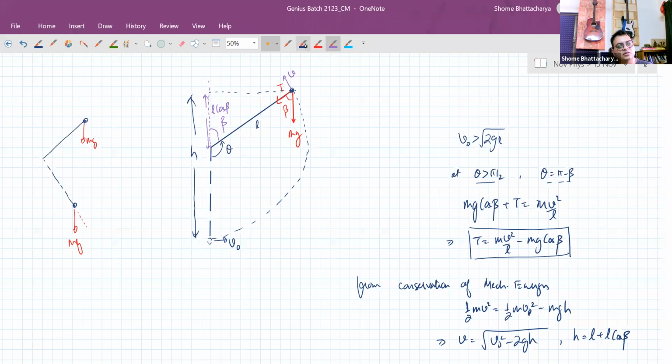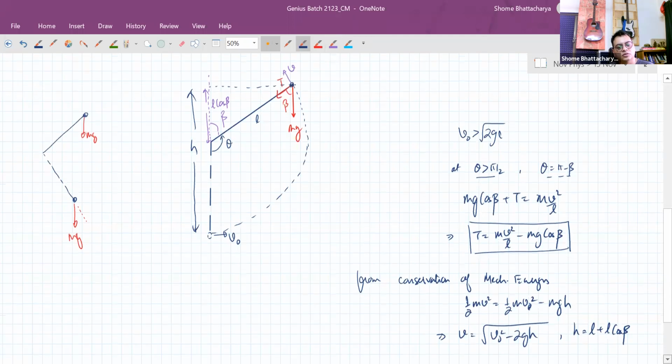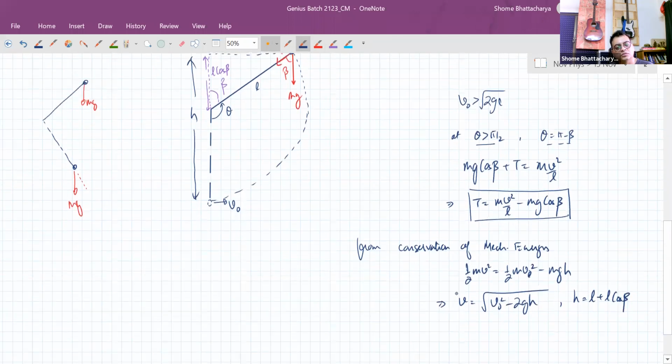This much part below is L. So this is our second equation.